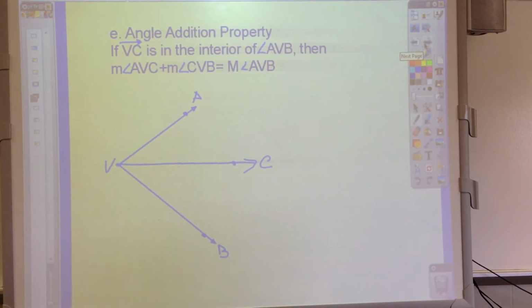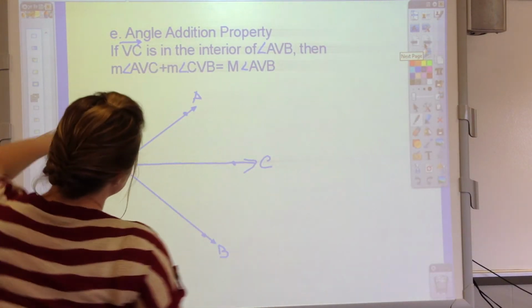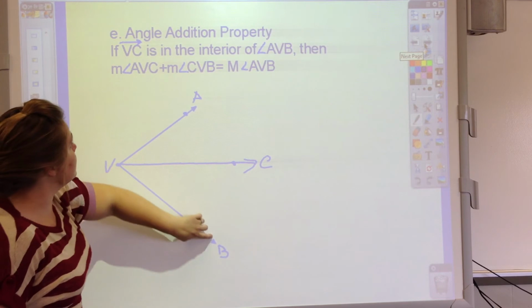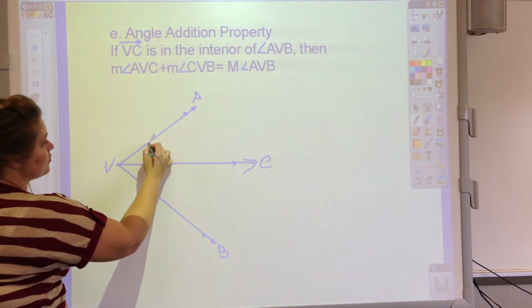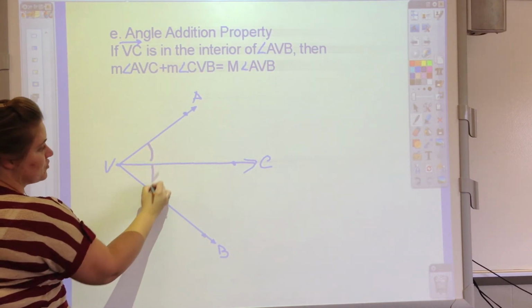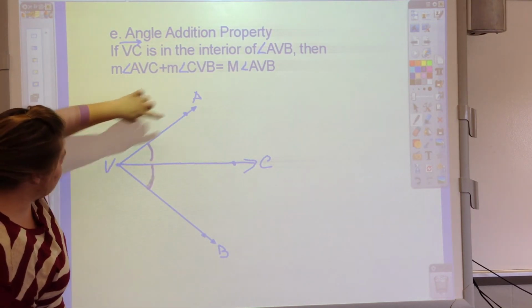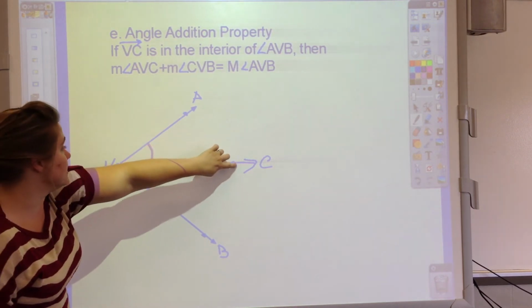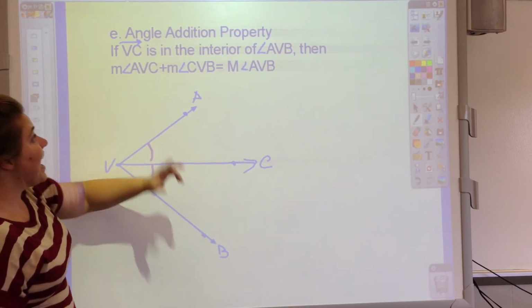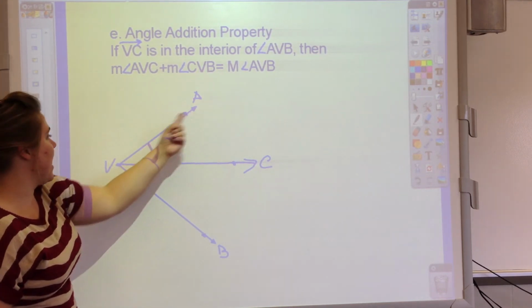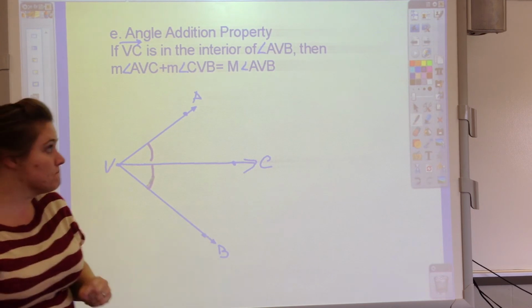The angle addition property says if VC is in the interior here of AVB, then the measure of this angle plus the measure of this angle is going to equal the entire angle. So the measure of AVC plus CVB has to equal the entire measure of AVB.